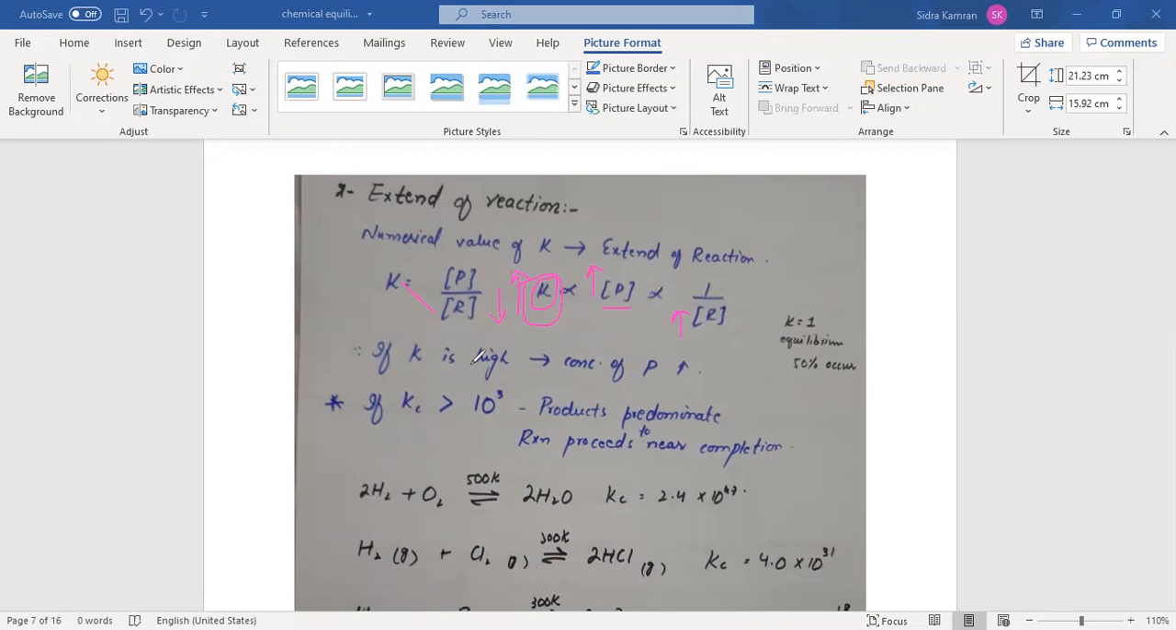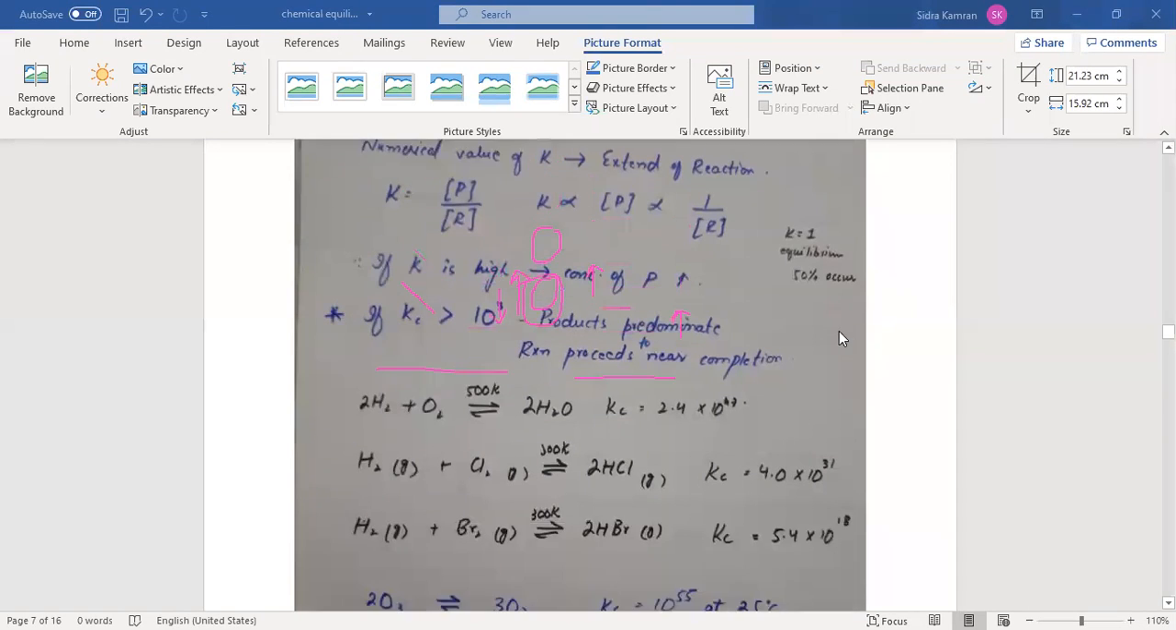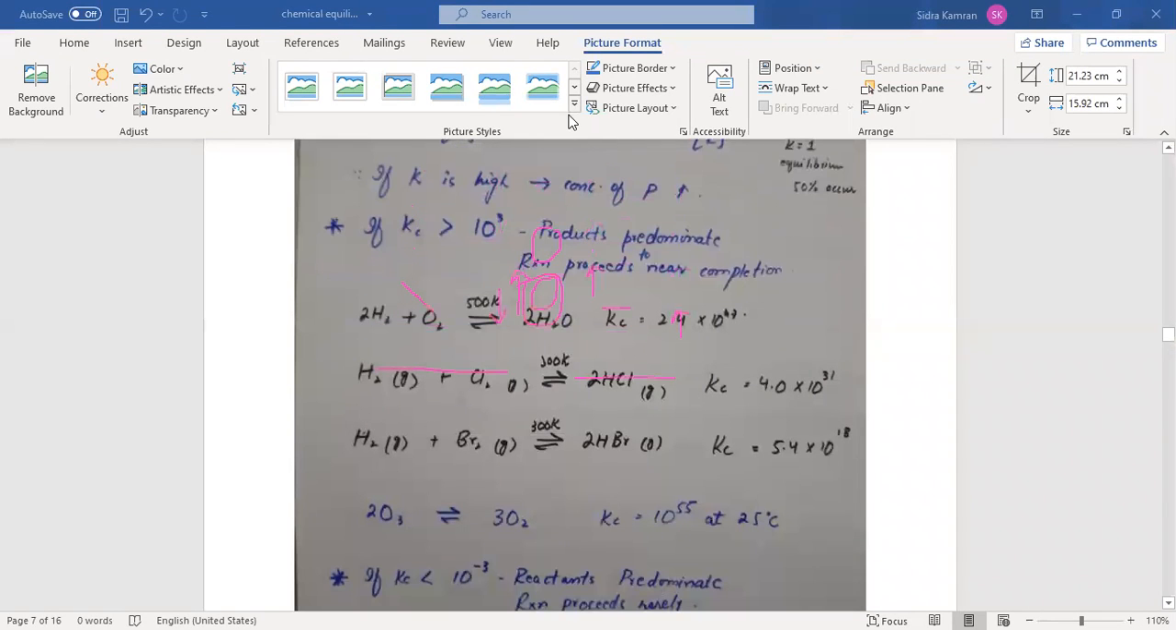So by the value of the equilibrium constant, we can get an idea about the extent of the reaction. If K is high, the concentration of the product is high because they are directly proportional. So how can we get the idea about the extent of the reaction? Let's talk about it.